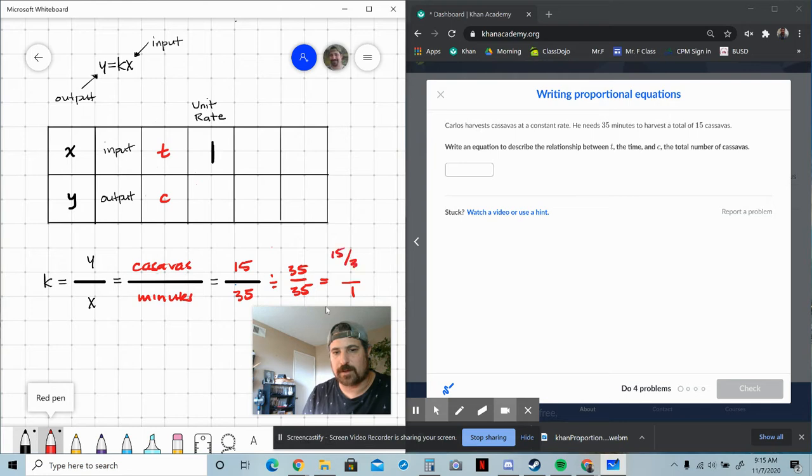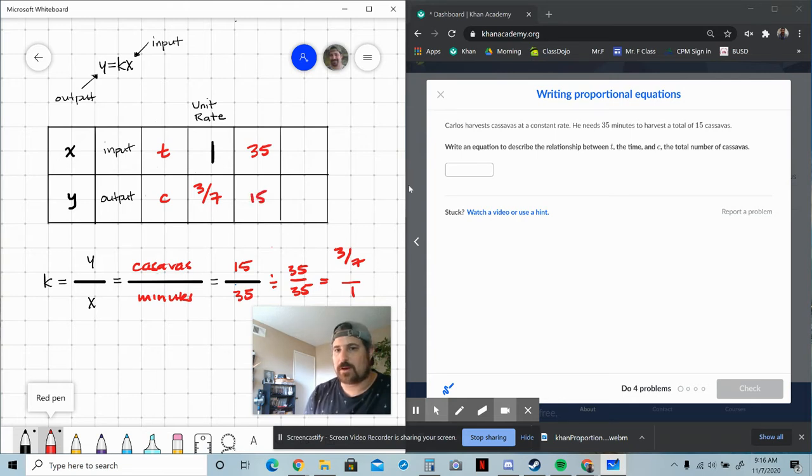Now, 15 out of 35 is the same as dividing top and bottom by 5. 15 divided by 5 is 3, and 35 divided by 5 is 7. So it's going to be 3/7. Okay? So you've got 3/7 here as your unit rate, which basically means that he can harvest 3/7 of a cassava, so less than 1 cassava per minute. So he's doing 3/7 cassavas per minute. And then we have the ratios, of course, that we already have here. So we understand that when time is 35, cassavas is 15, and we have our unit rate.